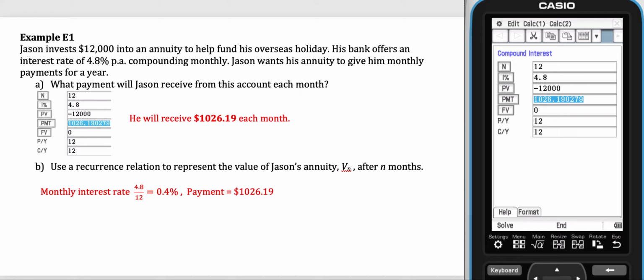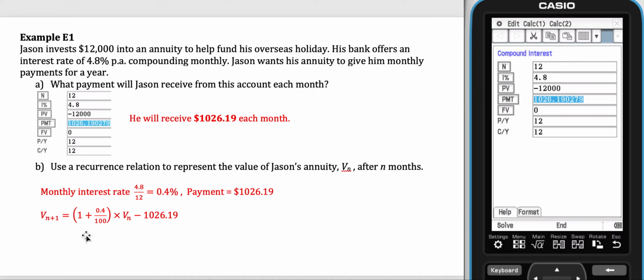So remembering, one important thing we need to know for the recurrence relation is the interest rate, but this time we do have to adjust it ourselves. So the monthly interest rate equals the annual interest rate divided by 12, which gives us 0.4%. The payment, we have our answer from part A. And so now that we know those two values, we can set up our recurrence relation.